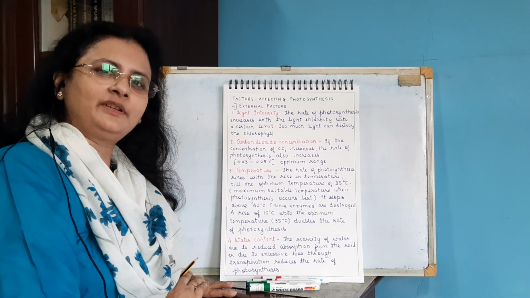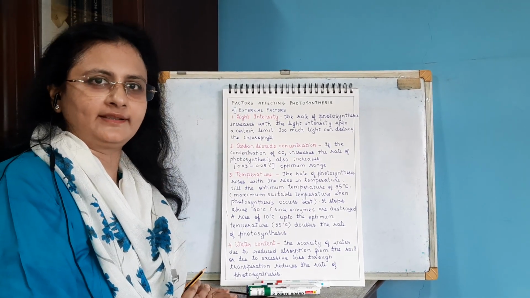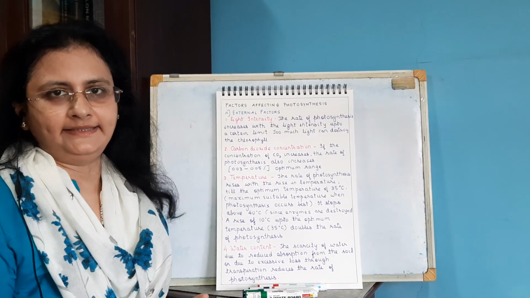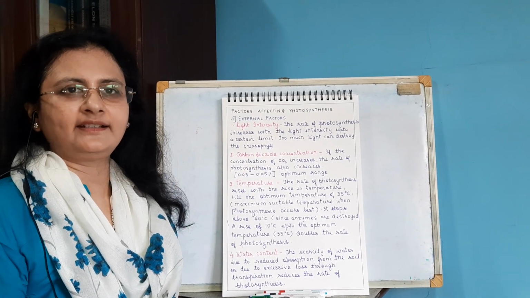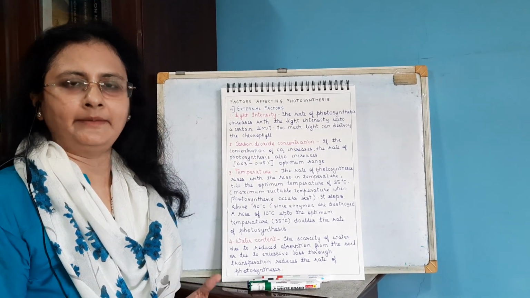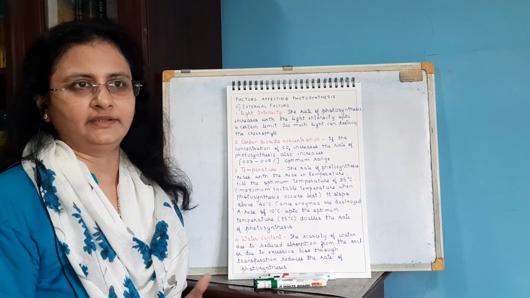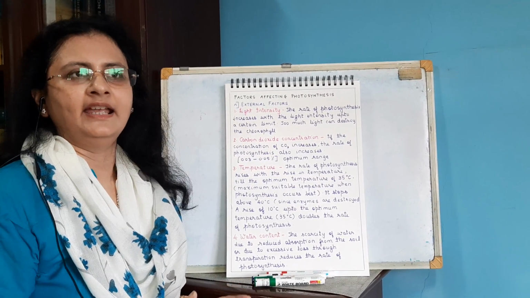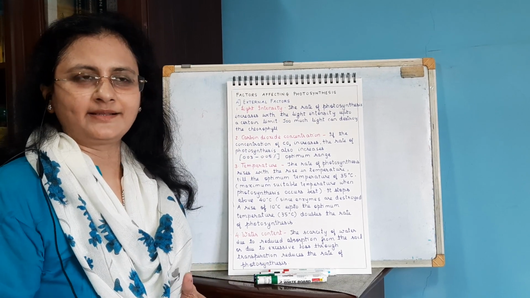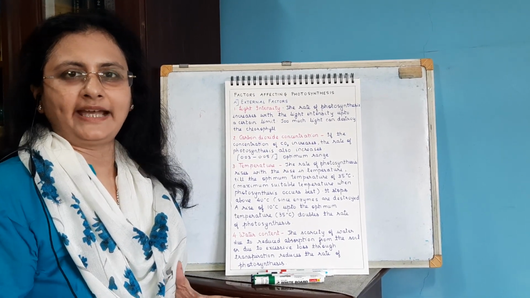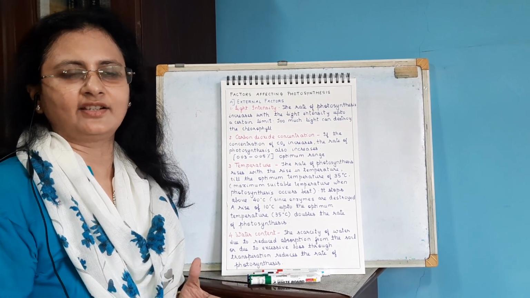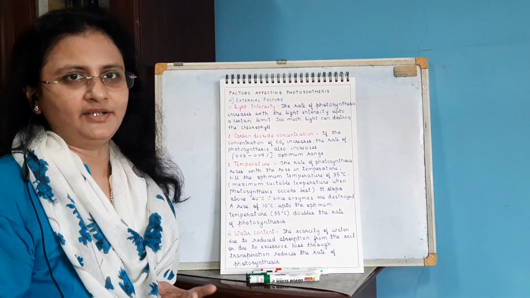Now let us have a look at the factors affecting photosynthesis. These factors are classified into external factors and internal factors. External factors are the intensity of sunlight, the carbon dioxide concentration, the temperature and the availability of water. And internal factors are the chlorophyll, the protoplasm of the cell and the overall characteristics of the leaf, that is the thickness of the cuticle, upper epidermis and so on.